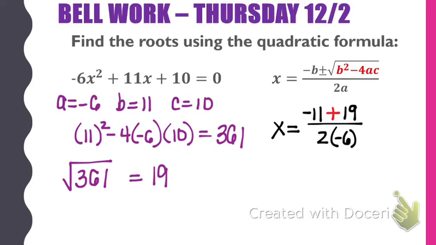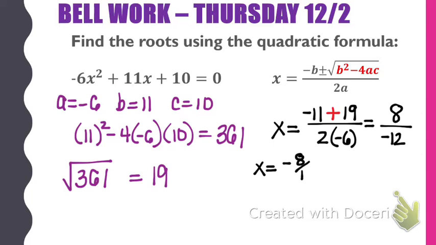So type in your calculator, taking negative 11 plus 19. And you should get 8. And then 2 times negative 6 is negative 12. So my first solution on the final exam, I would take it, you could say negative 8 over 12.